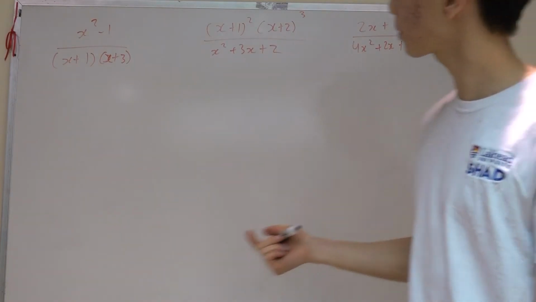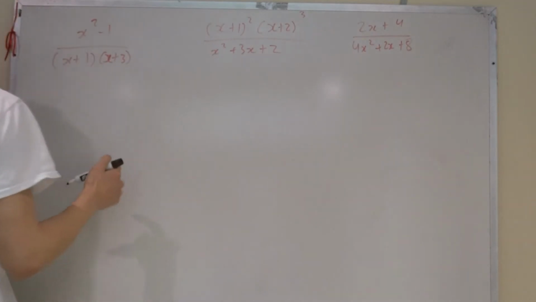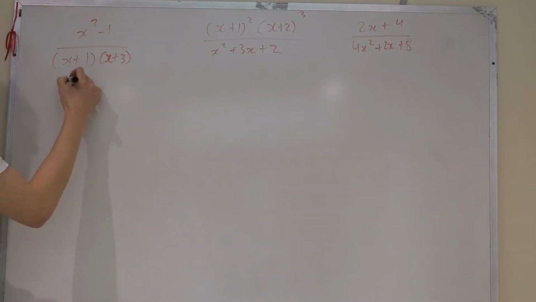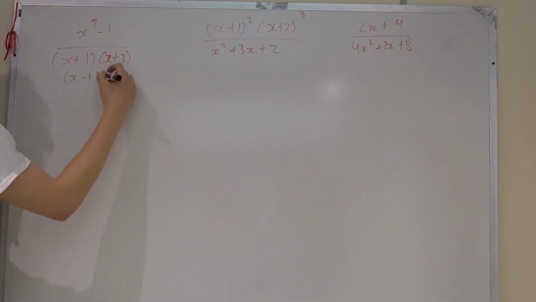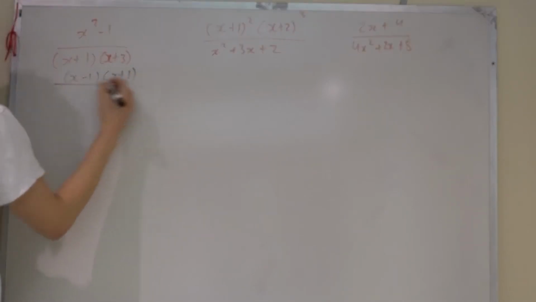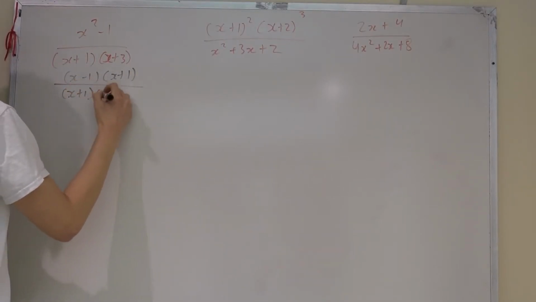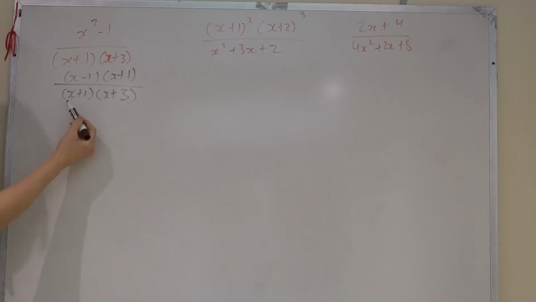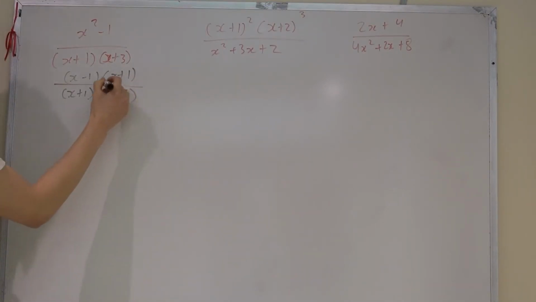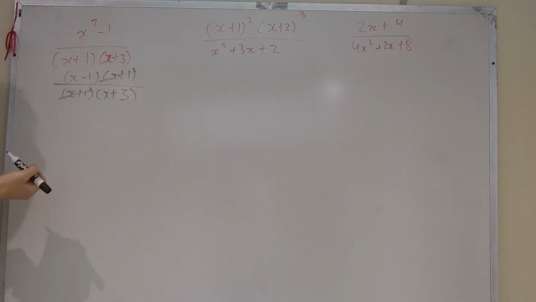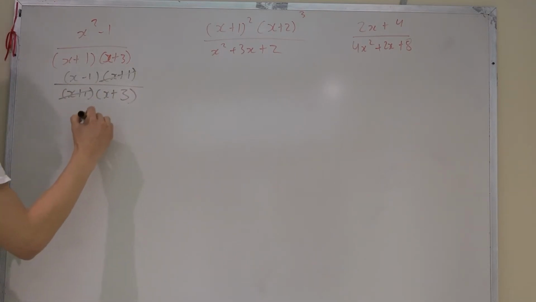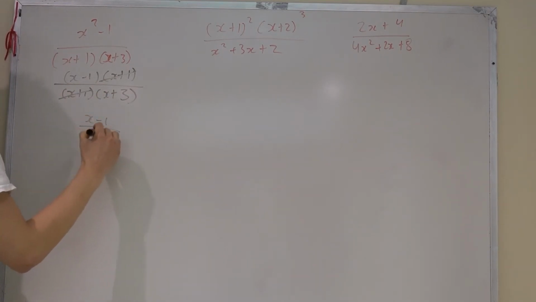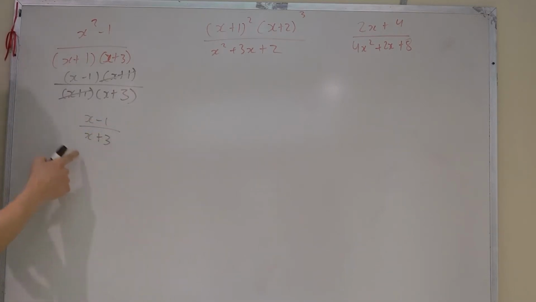Okay. So here, we're going to go ahead and break this up into x minus 1, x plus 1, all that over x plus 1, x plus 3. The x plus 1 here matches with the x plus 1 here, so we're going to cross both of these out. And that just leaves us with x minus 1 over x plus 3. Notice that I can't cross out the x's. This is a very bad thing to do. Please never do this.